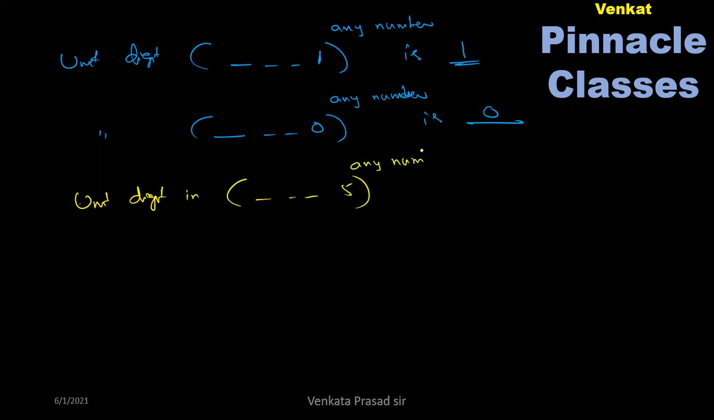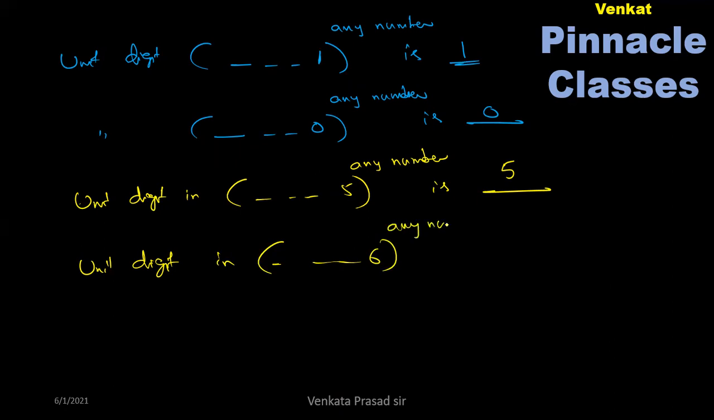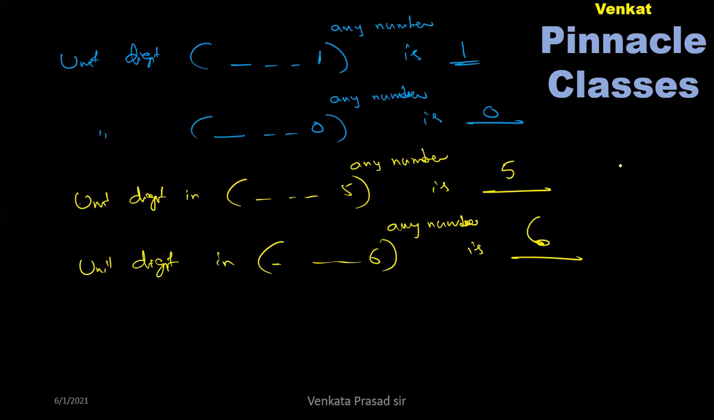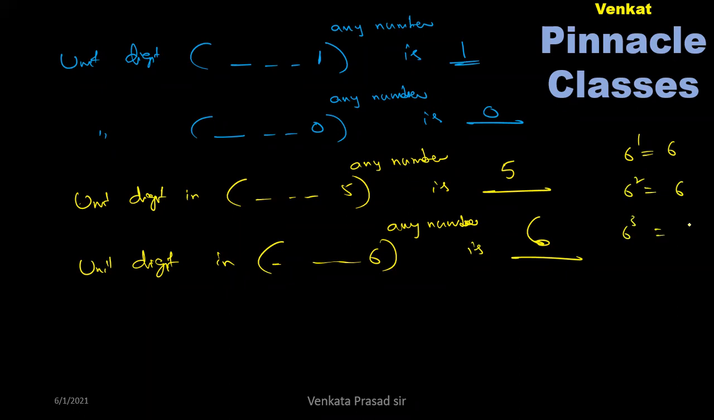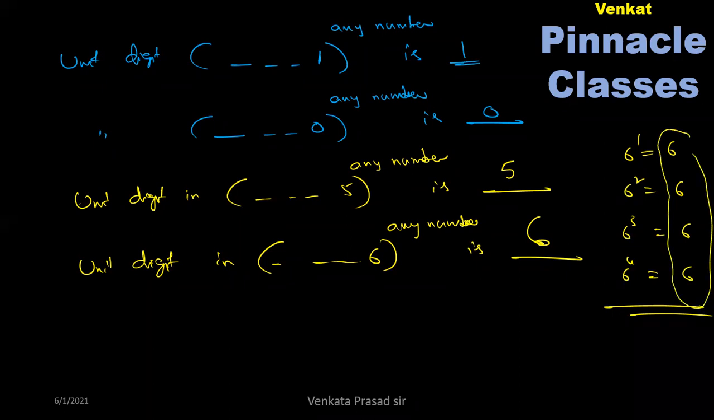Again, unit digit in 5 whole power. Any number, any natural number, what is the unit digit? 5. You can verify, you can take any example. Unit digit in 6 power any number is 6. Why? Because 6 power 1, 6 square, 6 cube. That is the meaning. I'm talking about only the unit digit. The unit digit is coming as 6.